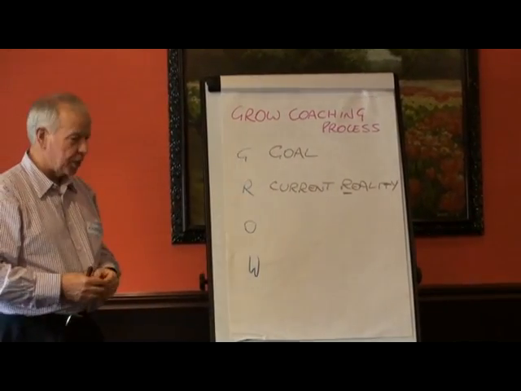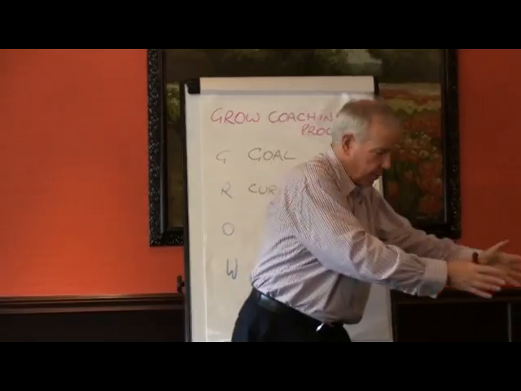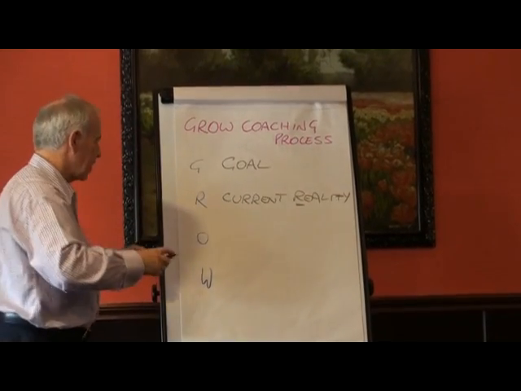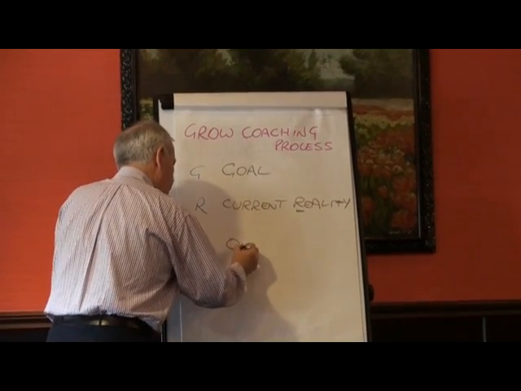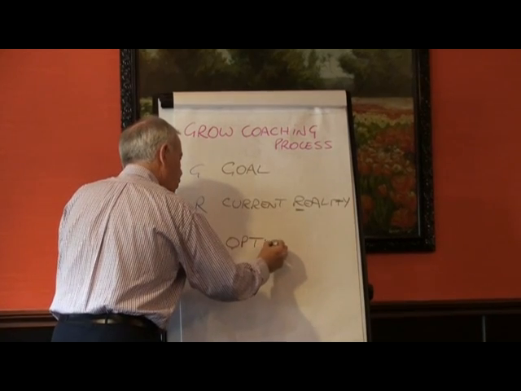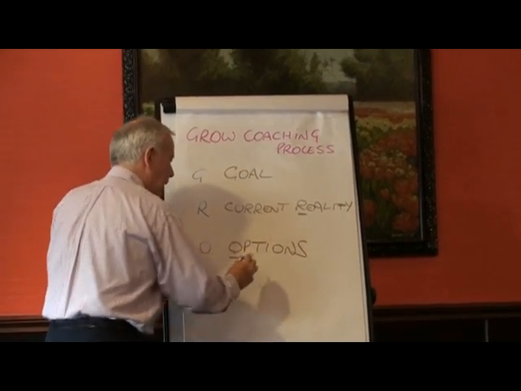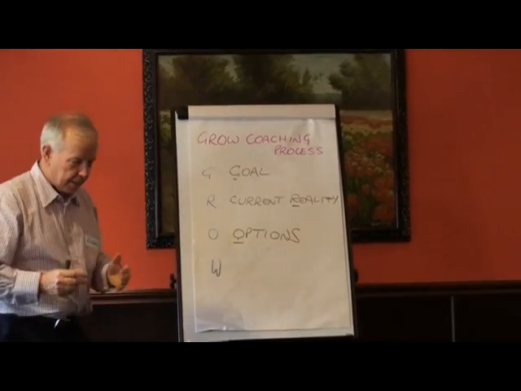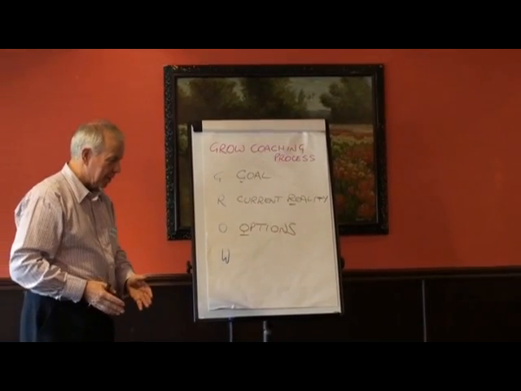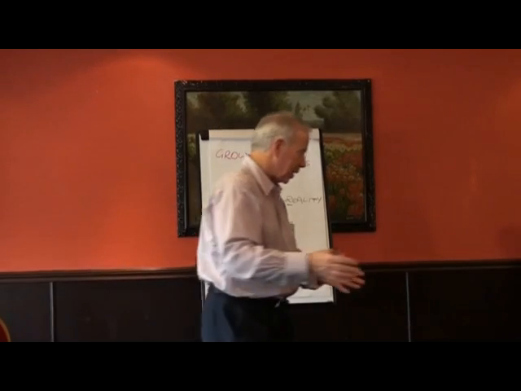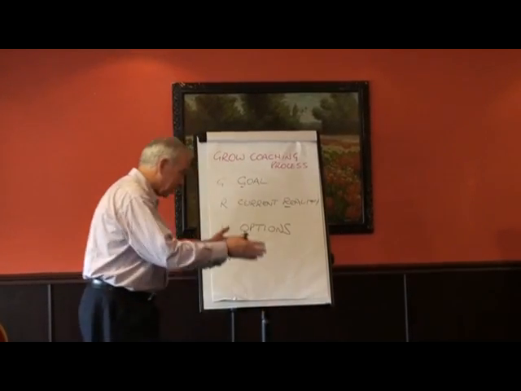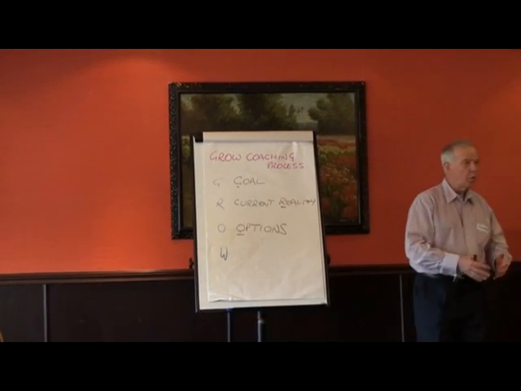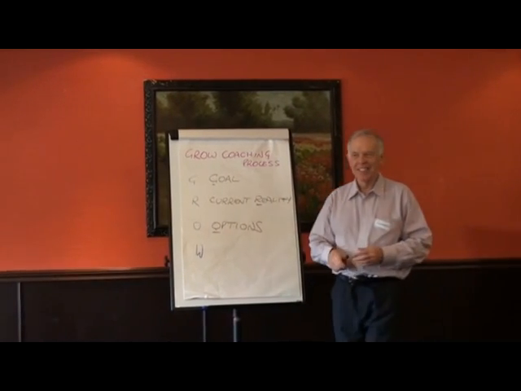So having established the gap between the goal and the current reality, what are the options? The O stands for options. What are the alternative ways of reaching your goal? You're here at the moment, that's where you want to be. So one option perhaps is this way, another option almost straight across, another option perhaps around this way. And there are always more than 2 ways forward.